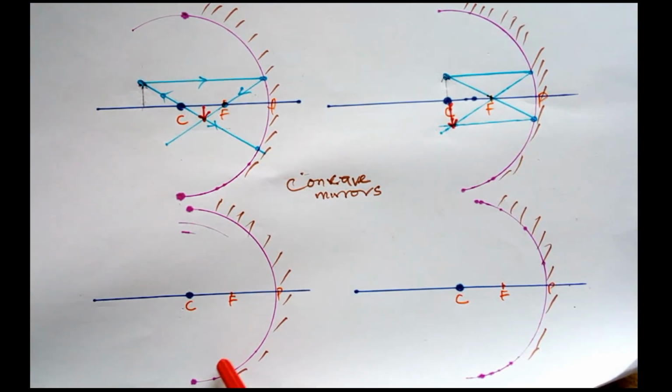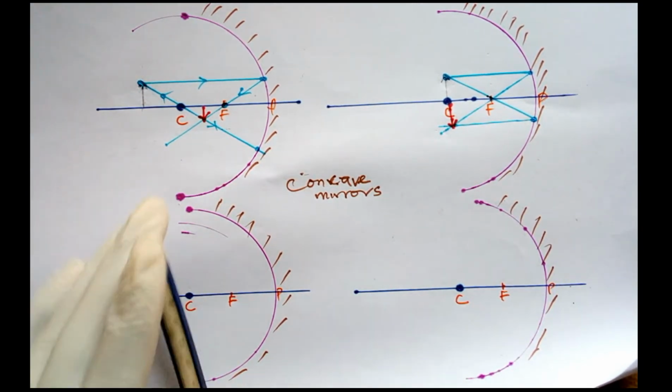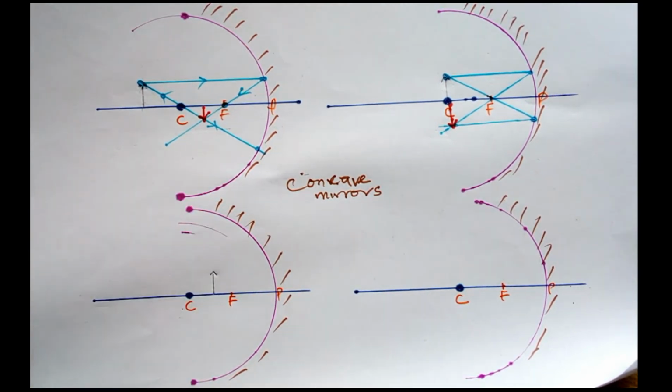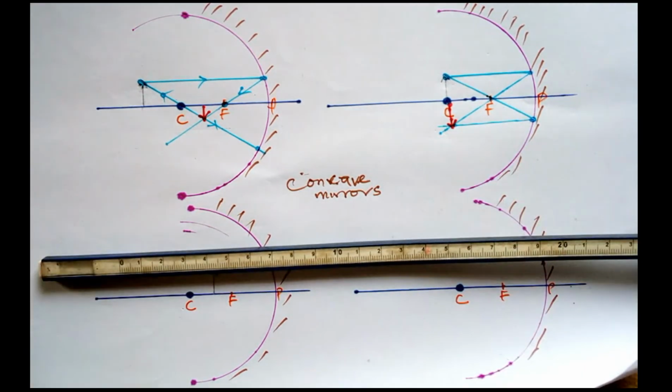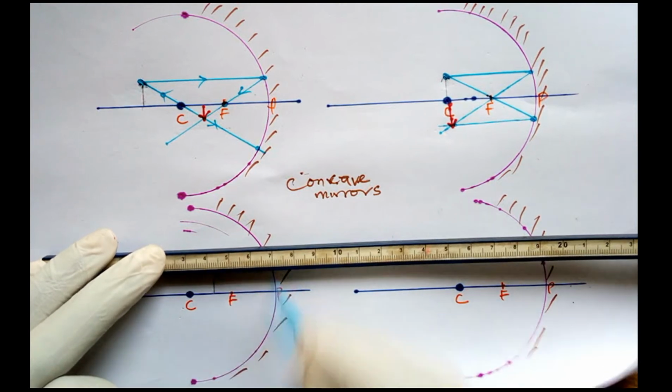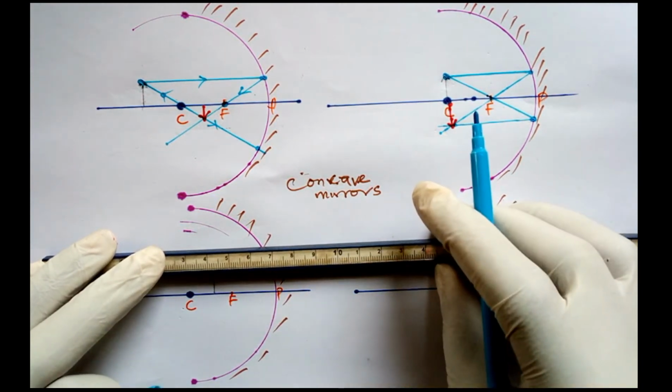Let's go to the third one. Let's say we have that same object. From the rules, the ray parallel to the principal axis will strike the mirror and cut off at F.